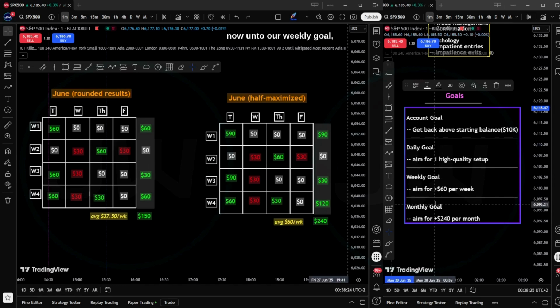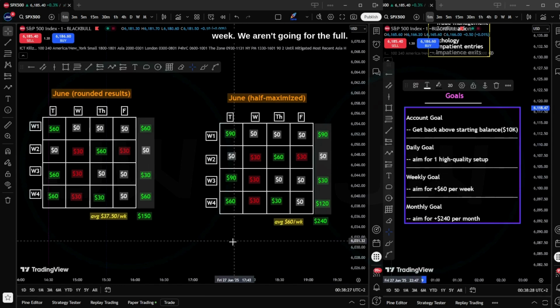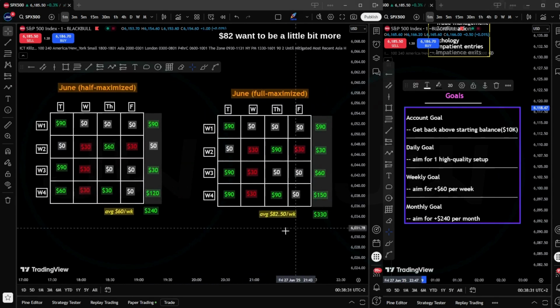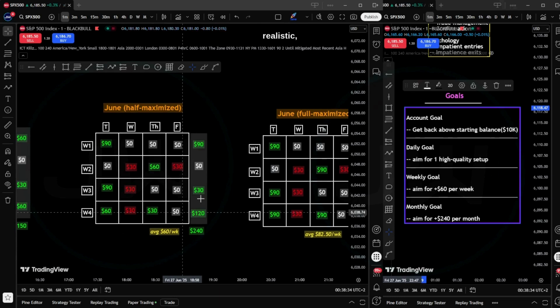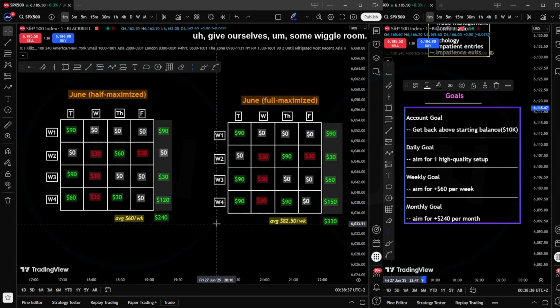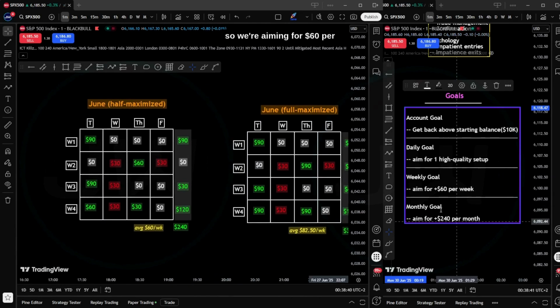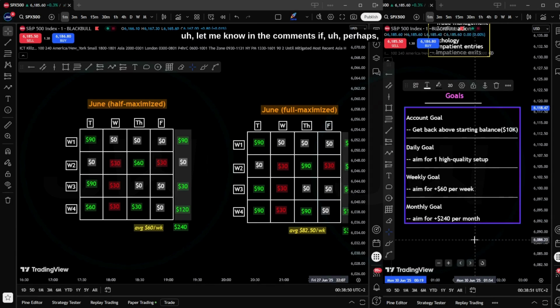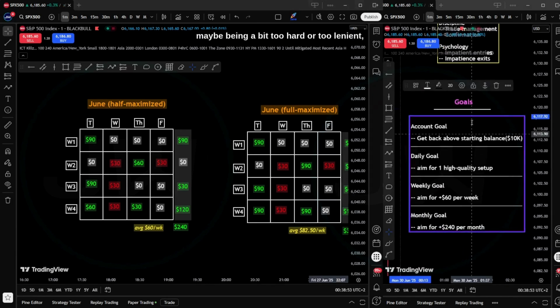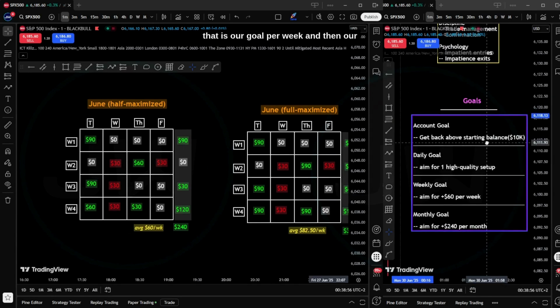Now onto our weekly goal. Our weekly goal is $60 per week. We aren't going for the full $82. We want to be a little bit more realistic, give ourselves some wiggle room. So we're aiming for $60 per week as a minimum. Let's try and get that. I think it's realistic. Let me know in the comments if maybe it's a bit too hard or too lenient. But yeah, that is our goal per week.